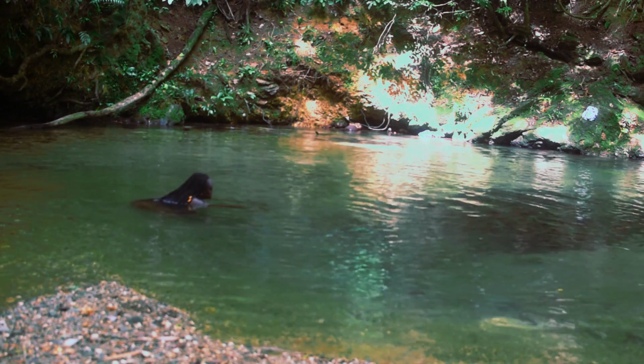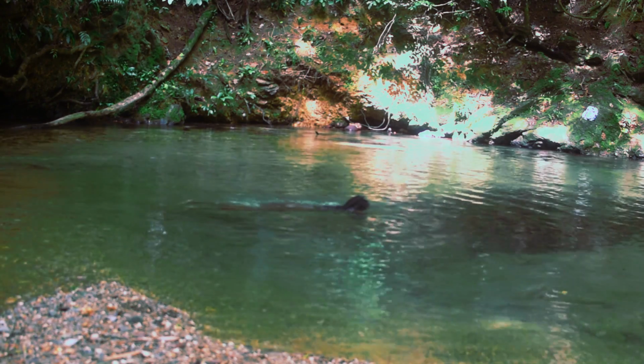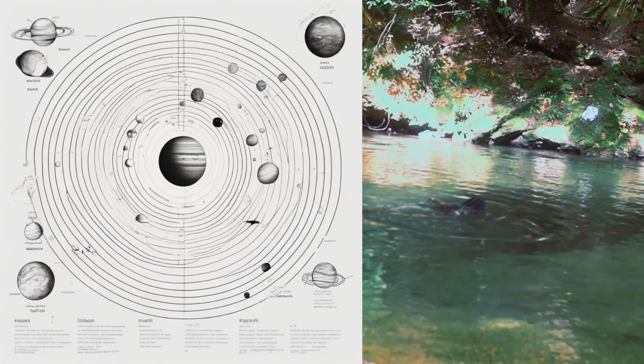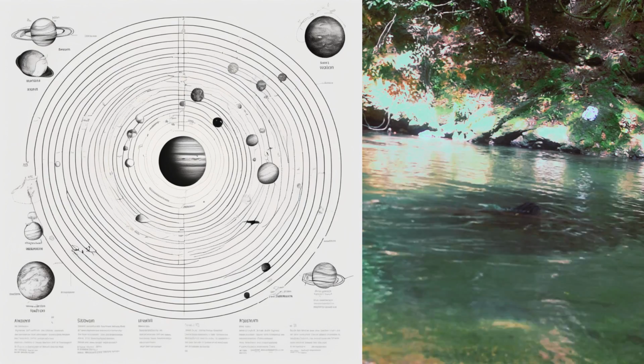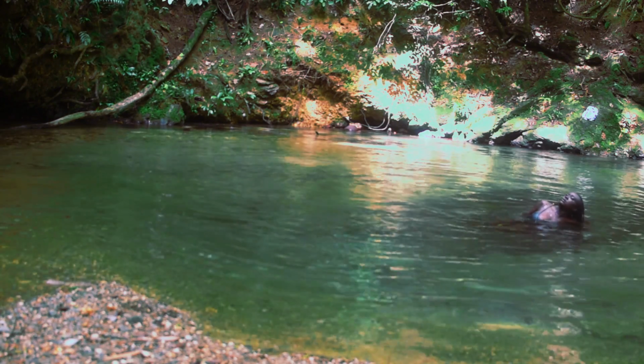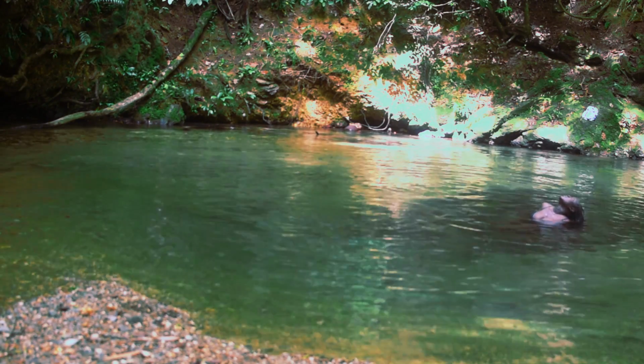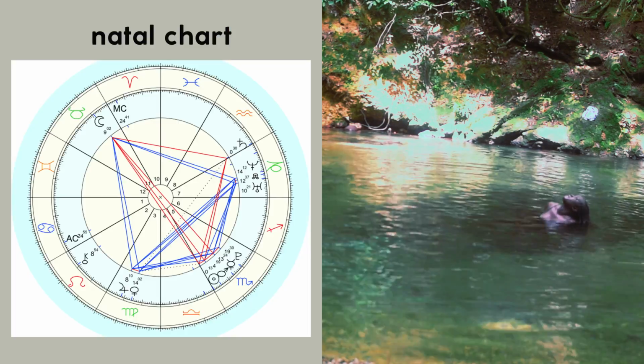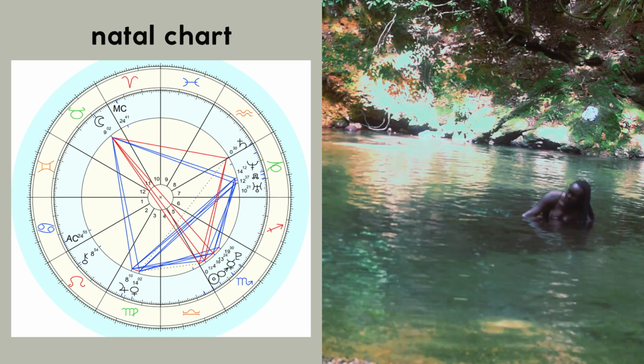Our natal chart shows us how the stars were aligned at the time of our birth. And then there's our progress chart and transit chart, which shows us where the planets are in the current time. But what's more important at first is our natal chart, which looks like this.